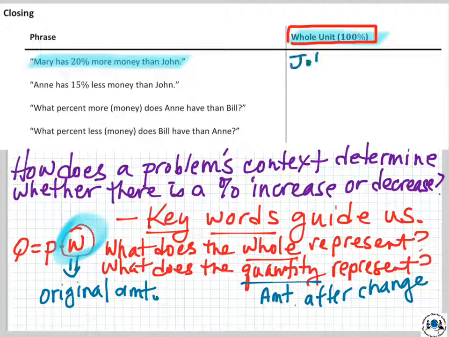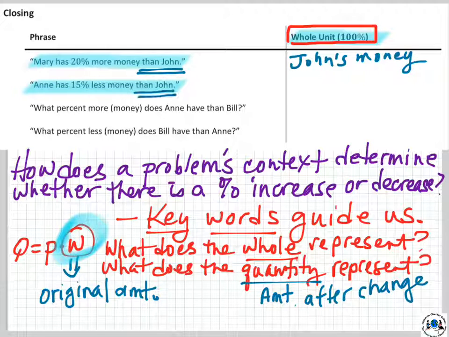Okay, so let's go ahead and look at this here. If you look at that first one, Mary has 20% more money than John. So John's money is the whole unit, because we are comparing Mary's money to John's money, and she has 20% more than John. Okay, so his is like that original amount, that whole amount, and we will add 20% to it to get to Mary's.